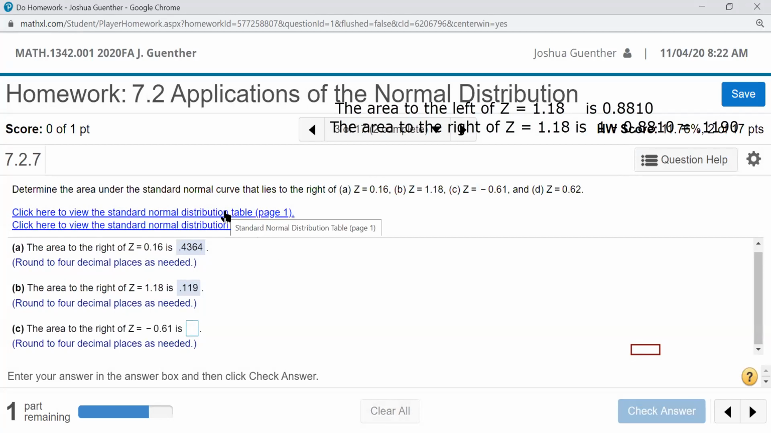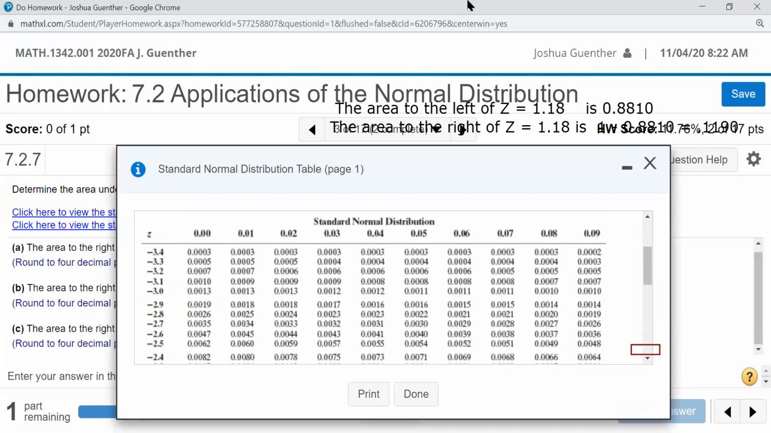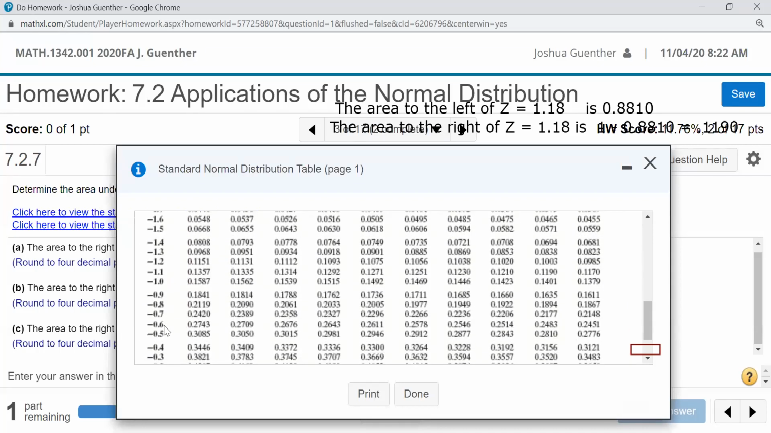We'll do one more example from this one. The area to the right of a z-score of negative 0.61. So we need to use this z-chart that has negative z-scores on it. Negative 0.61, that's negative 0.60. Here we go.